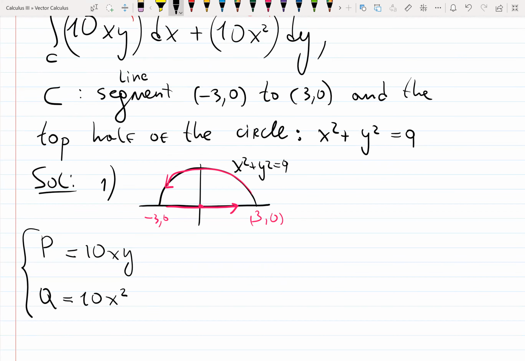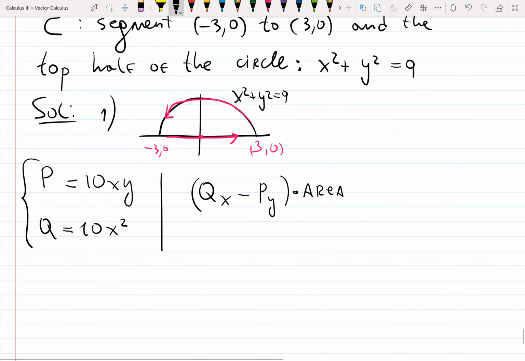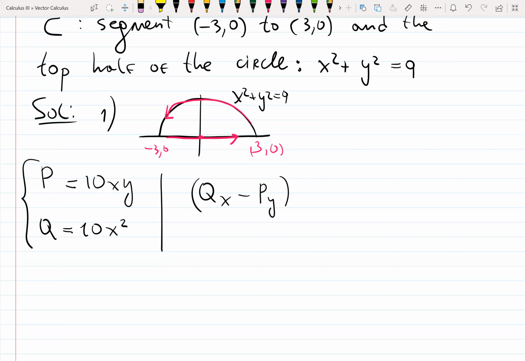Can't you do Q sub x minus P sub y and then multiply that by the area of your given surface? Times the area. I like it. Yeah, often we did that, because the official formula is the integral, right? And when you find this difference, sometimes you just see that the area is easy, so you don't have to do anything else.